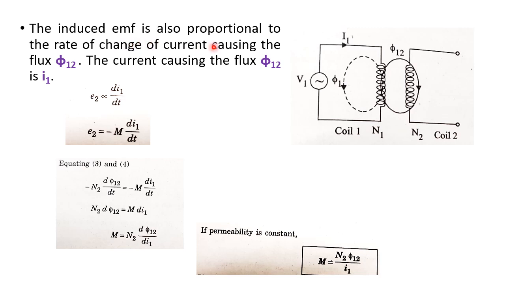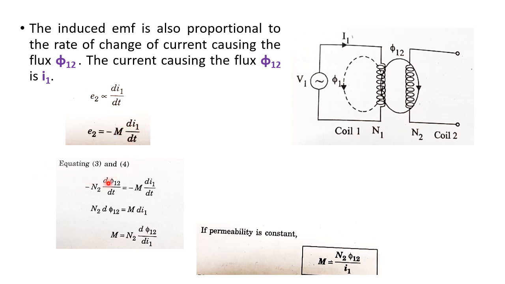Now the induced EMF is also proportional to the rate of change of current. Earlier we saw the induced EMF is proportional to the rate of change of flux linking coil 2. But now it is also proportional to the rate of change of current causing the flux phi 12, and the current causing phi 12 is I1. Therefore, E2 is proportional to dI1 by dt, where I1 is the current flowing through coil 1, and the proportionality constant is M, the mutual inductance. Therefore, E2 is equal to minus M into dI1 by dt.